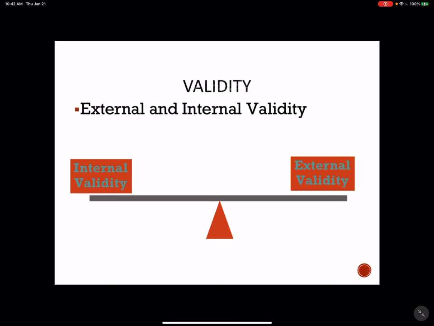So internal validity means that we can be really, really sure that relationships between the variables are a true relationship between the variables because we've controlled the confounding factors. But external validity tells us that it's applicable to the real world. It works in the real world. So let me give you an example of something with high external validity.